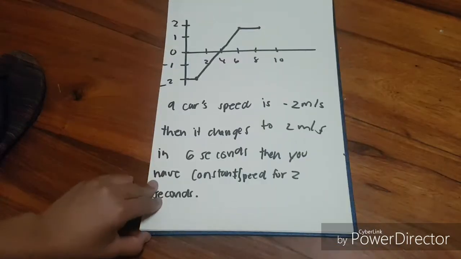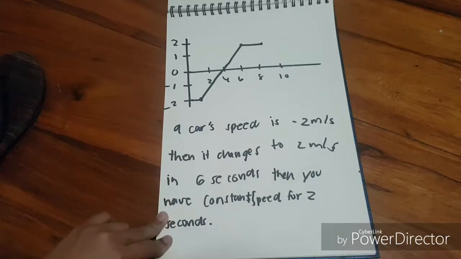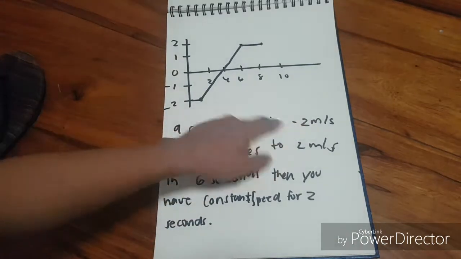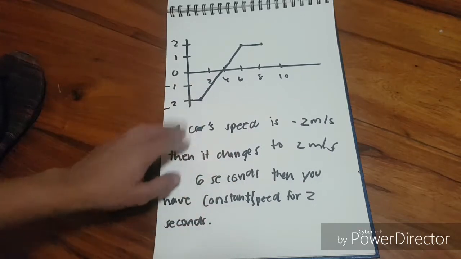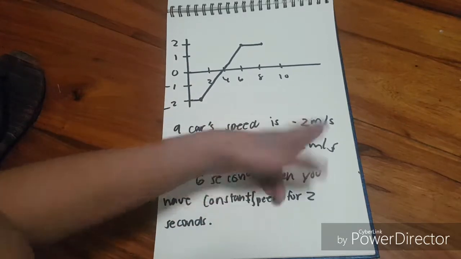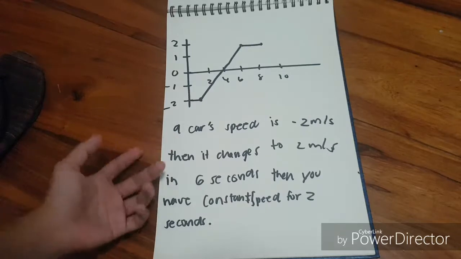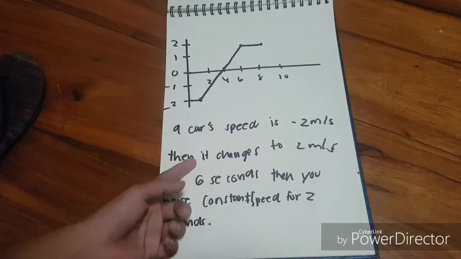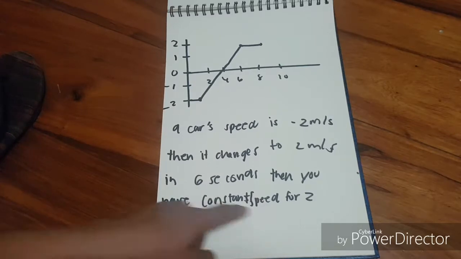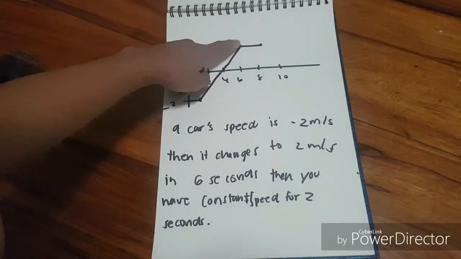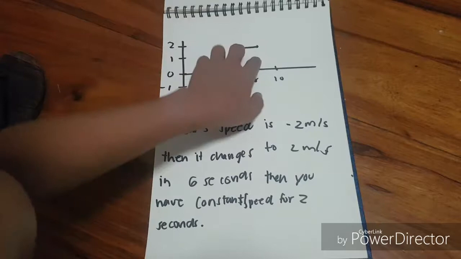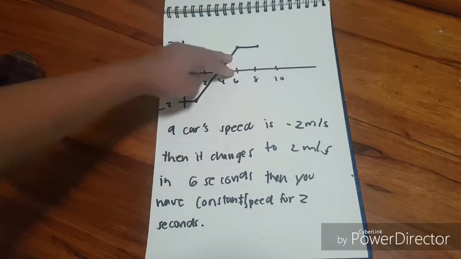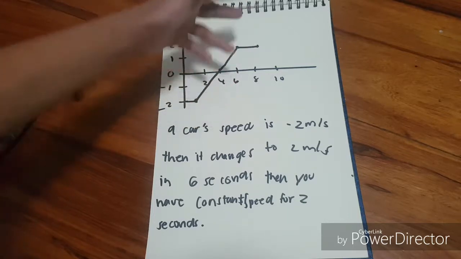Okay, so here's a simple graph that we are going to be solving today. It says here a car speed is going negative 2 miles per hour, then it changes to 2 miles per hour in 6 seconds. Then you have a constant speed for 2 seconds, which is this. Constant speed means your speed is not changing, or you're not accelerating.